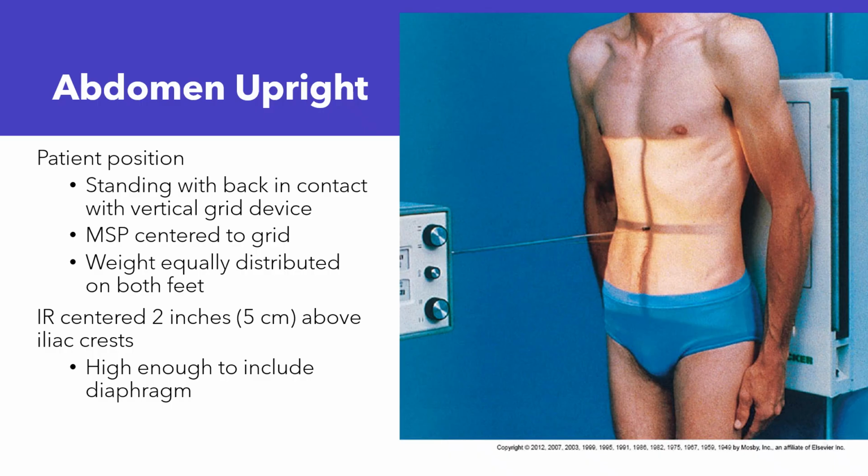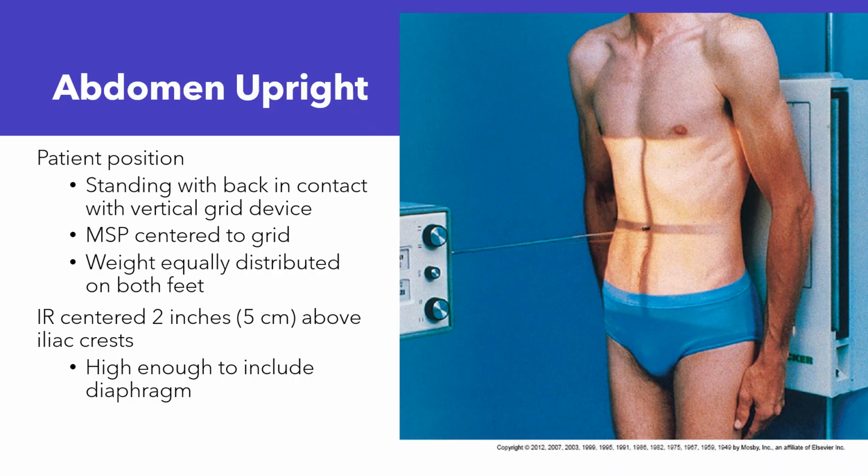I'll have to check that to be sure, but you want them standing for a bit of time. If they do have free air, it does migrate up to the very top, up under the diaphragm, and creates a little black crescent moon sign in between the diaphragm and the organs of the abdomen. So have them stand with their back facing the vertical grid device.